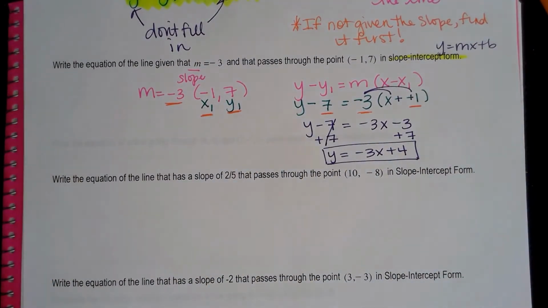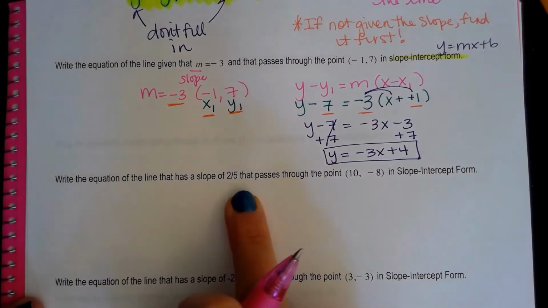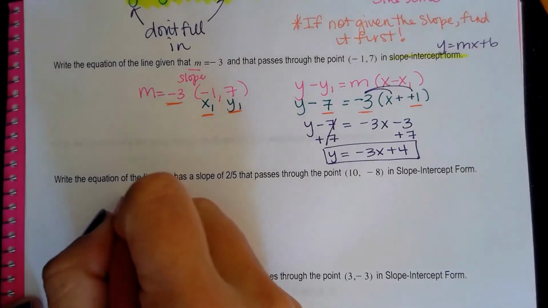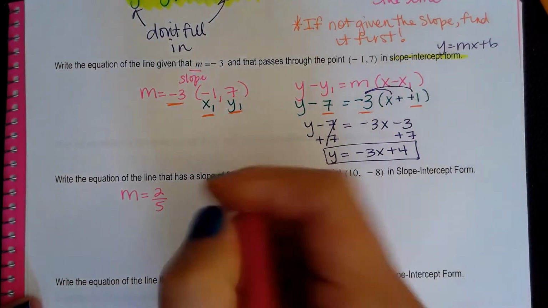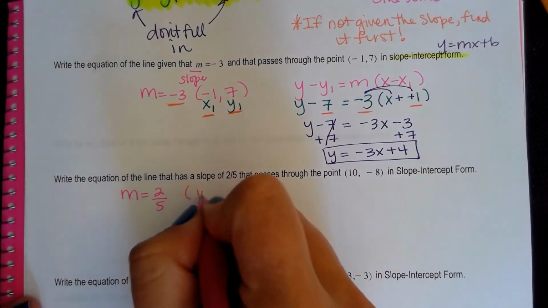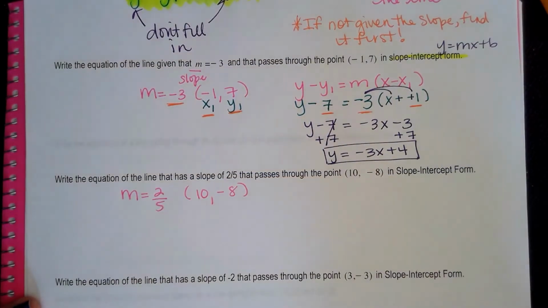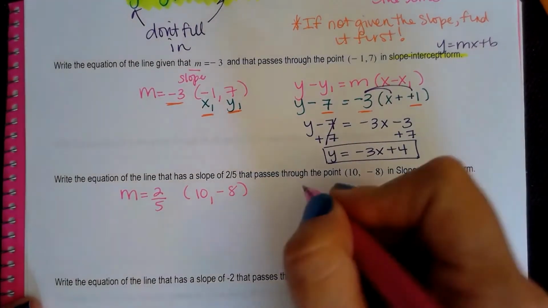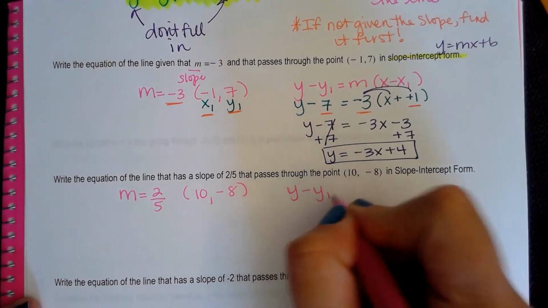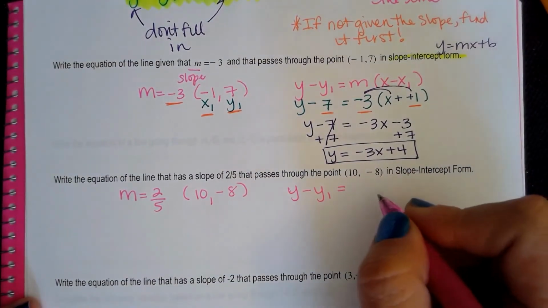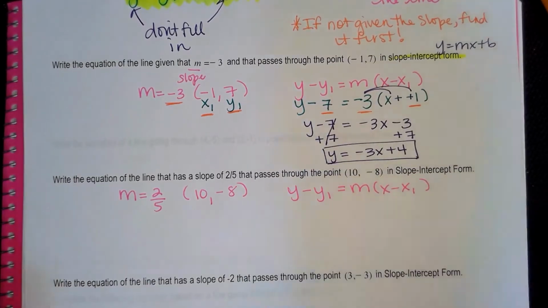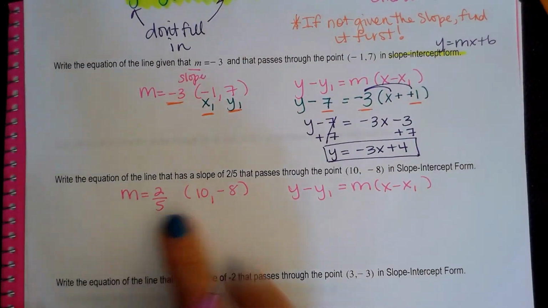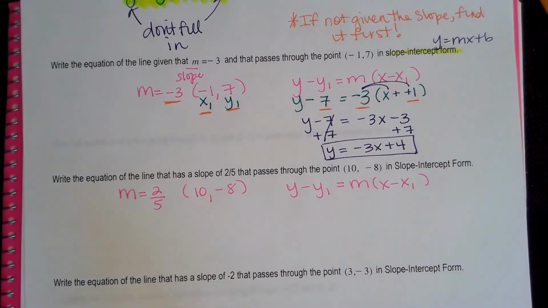All right. Next one says write the equation of a line that has a slope of 2/5. So my m is 2/5. It goes through the point 10, -8. Okay, so what I want you to do is, here's our formula, y minus y1 equals m times x minus x1. I want you to plug that information into our point slope form. Go ahead.